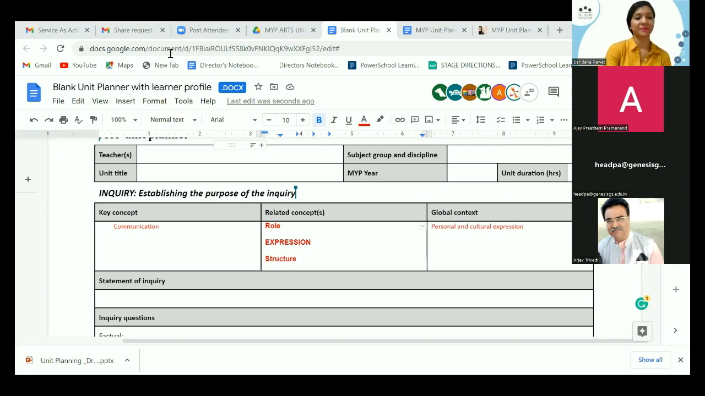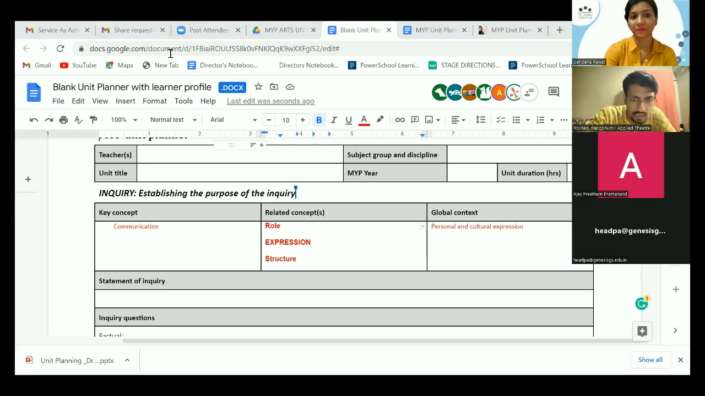So is it that one has to follow this table or the concepts which have been given? Yes. In terms of unit planning, you have to clearly follow the IB key concept, related concept, and the global context. There are 6 global contexts, 16 related concepts, and 4 key concepts for arts.